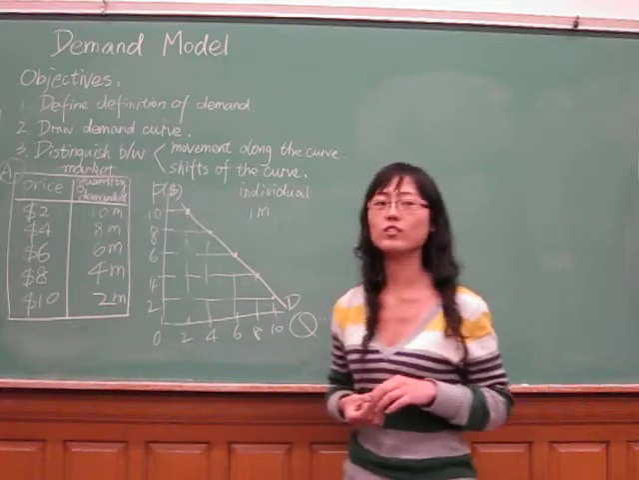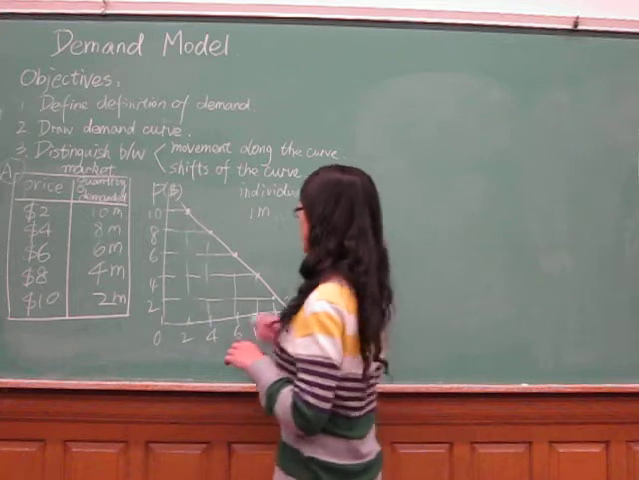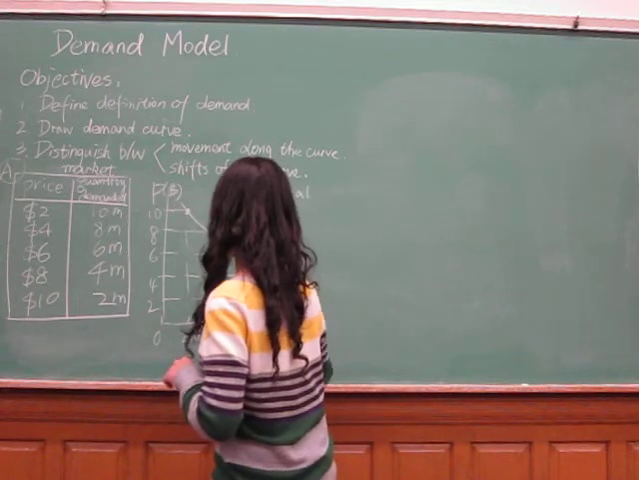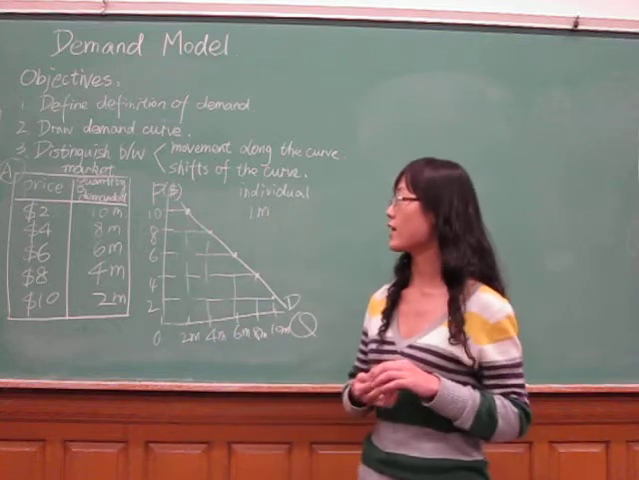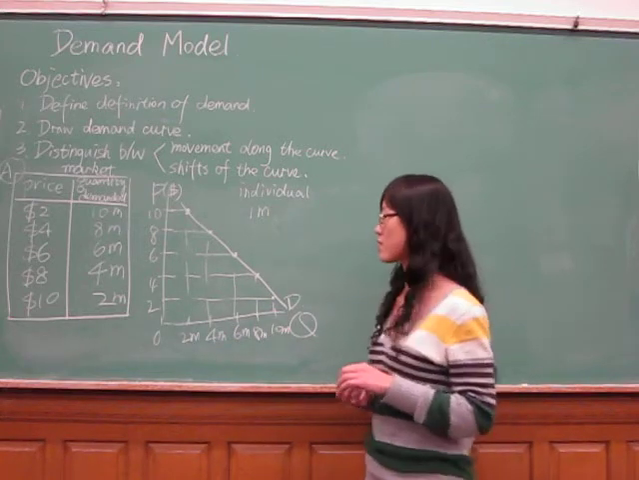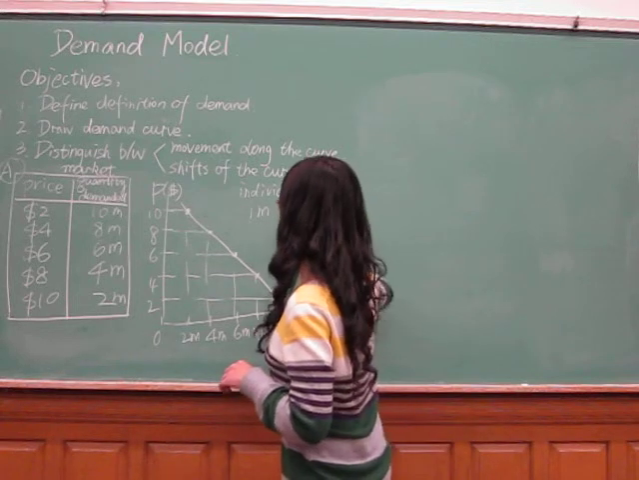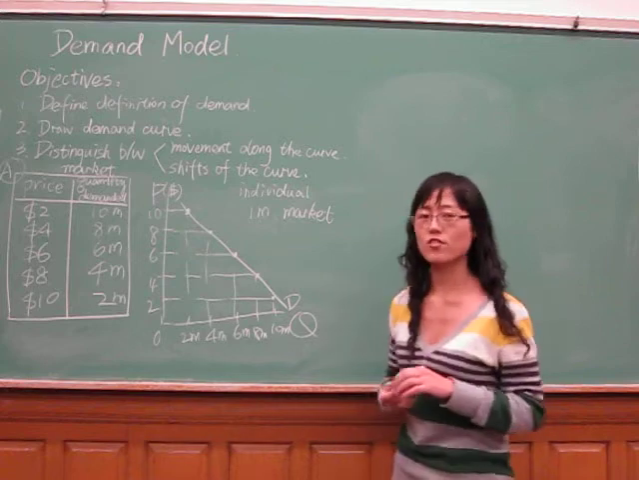Okay. Schedule. Now, when we graph the market demand schedule, we also multiply each quantity demanded for the individual with the number of people in the market, so we get this market demand curve or just demand curve.